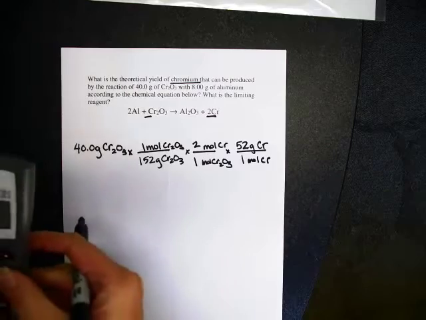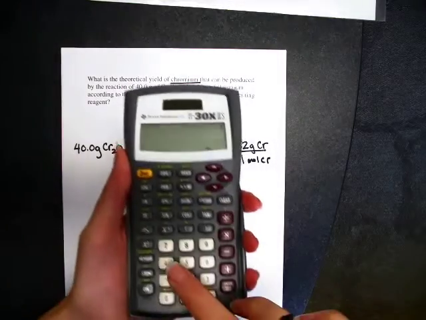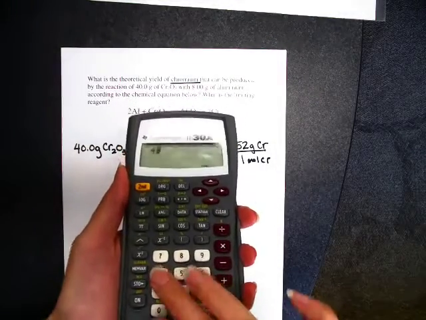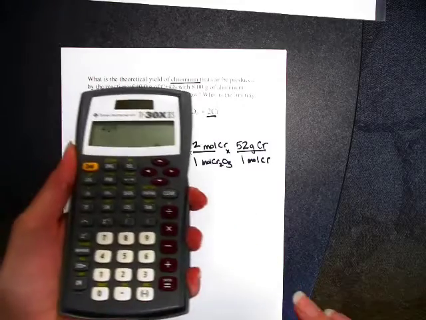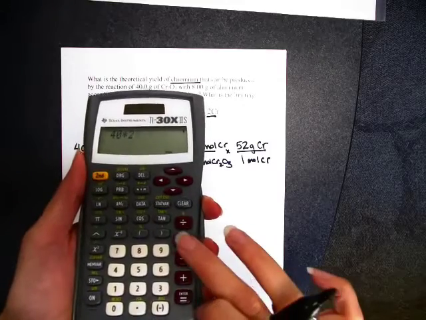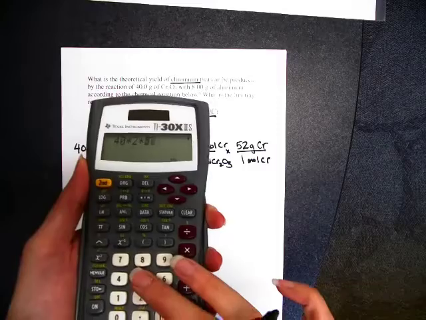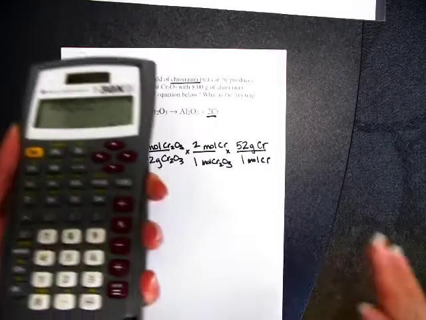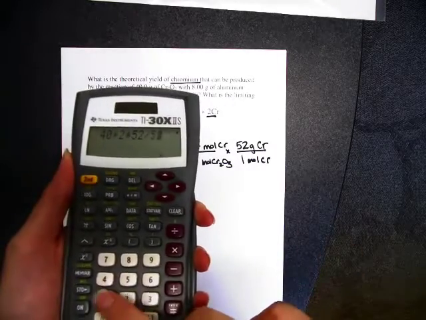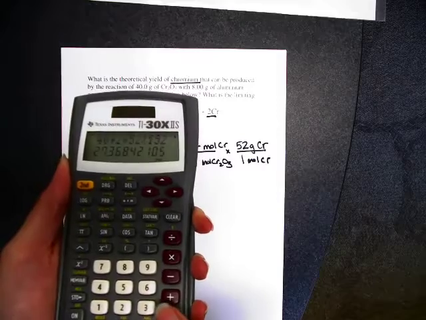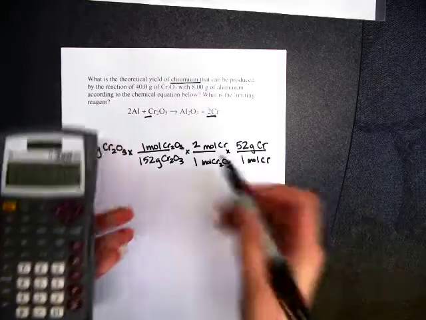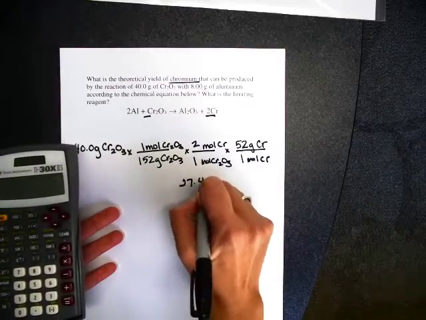So this is if I use up all the chromium oxide, how much chromium will I make? And I get about 27.4 grams.